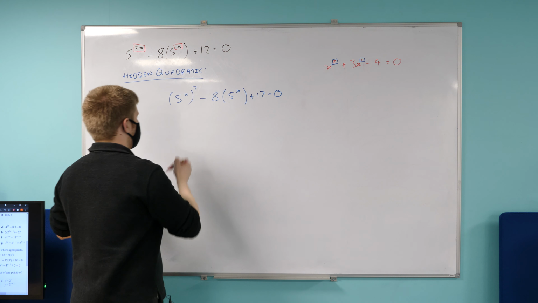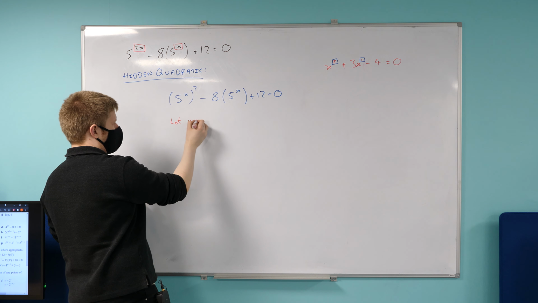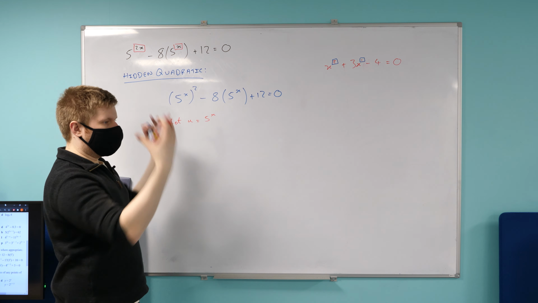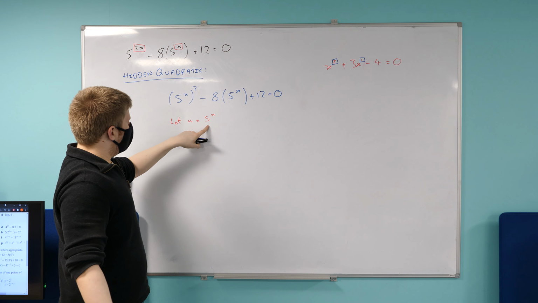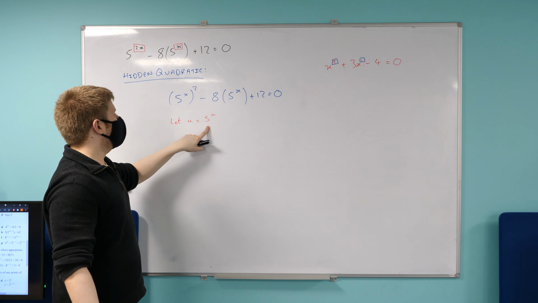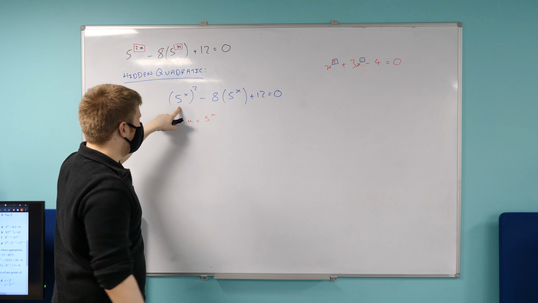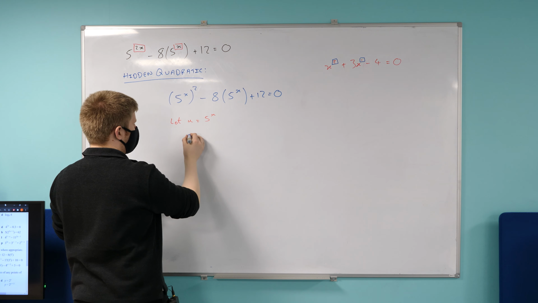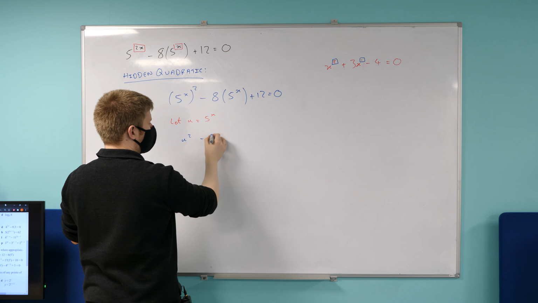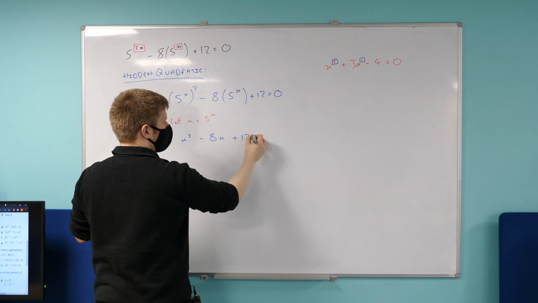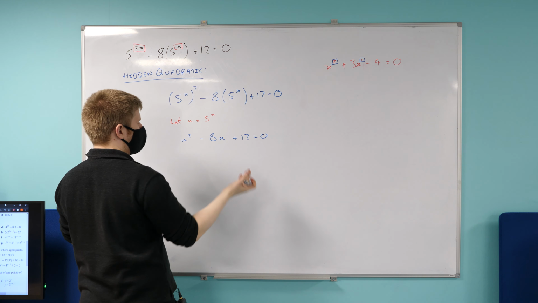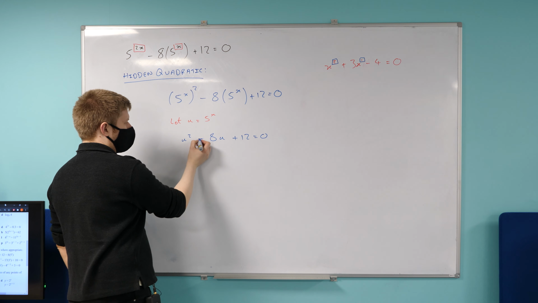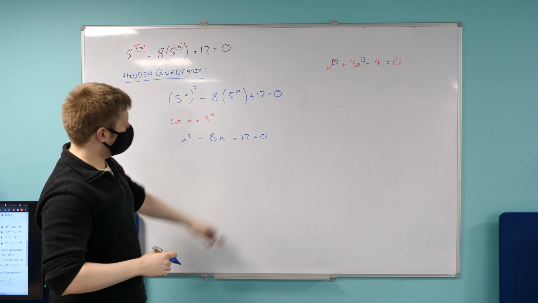Just to make it a little bit clearer, let's let u equal 5 to the power of x. I'm introducing a dummy variable, and I'm letting it equal 5 to the power of x. So in that case, my 5 to the power of x there just becomes u squared, perfect, minus 8u. Exactly, I'm just replacing 5 to the power of x with u. That looks so much like a quadratic now. Does that make sense? Okay. So, how would I solve this quadratic then?